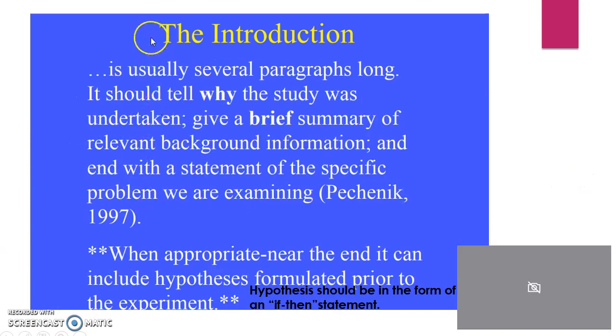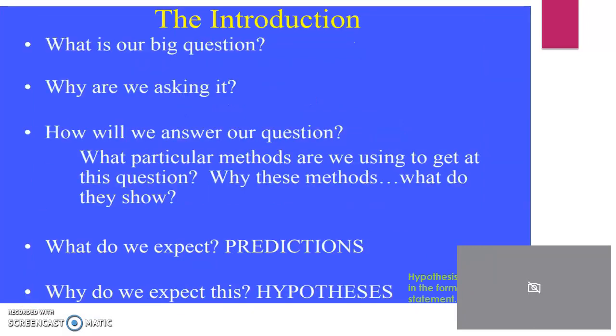Next, the very first part of your lab write-up is the introduction. It's usually several paragraphs long. It should tell why the study was undertaken, a brief summary of relevant background information, and end with a statement of the specific problem we're examining. When appropriate, near the end it can include your hypothesis formulated prior to the experiment. A helpful tip here: if you look at your lab write-up, a lot of times it will tell you the purpose of the lab. You can look at that and write in your own words the purpose of the lab as your introduction. Again, use your own words for this, okay?